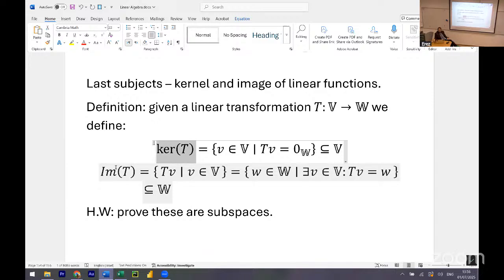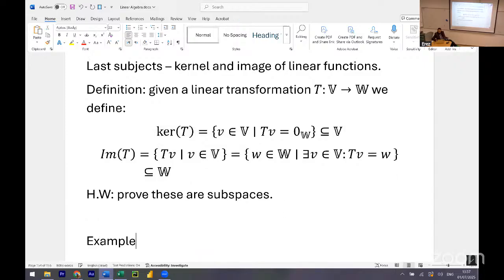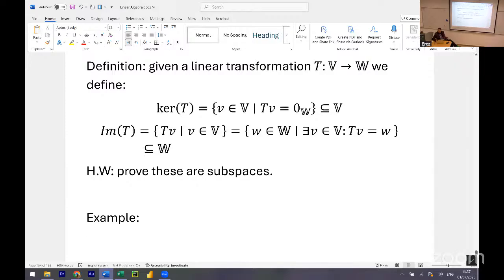Why would the image not be a subspace? Isn't the image just W? No, the image is not W. It's all the vectors that we can get to by the function. That's the difference between image and range, right? Let's look at a quick example.